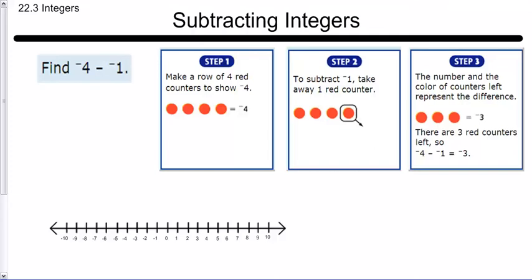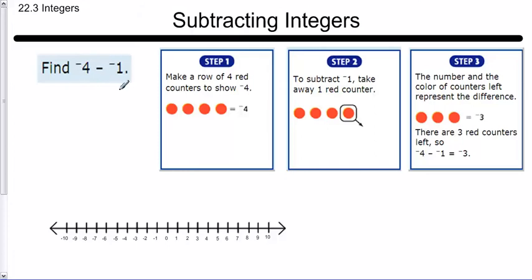Day 2 of Chapter 22, Lesson 3. Today we're doing subtracting integers. Now, one might think that subtracting integers is a whole lot more confusing, but you're not correct. It is the exact same thing as adding.